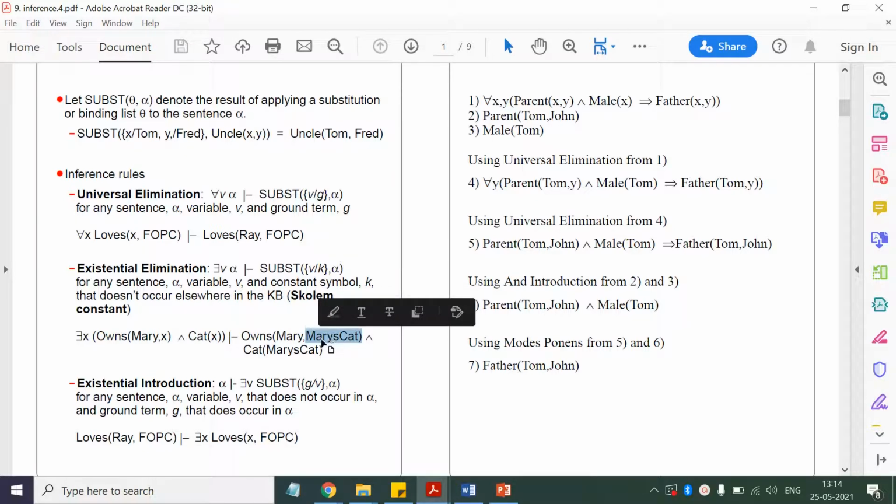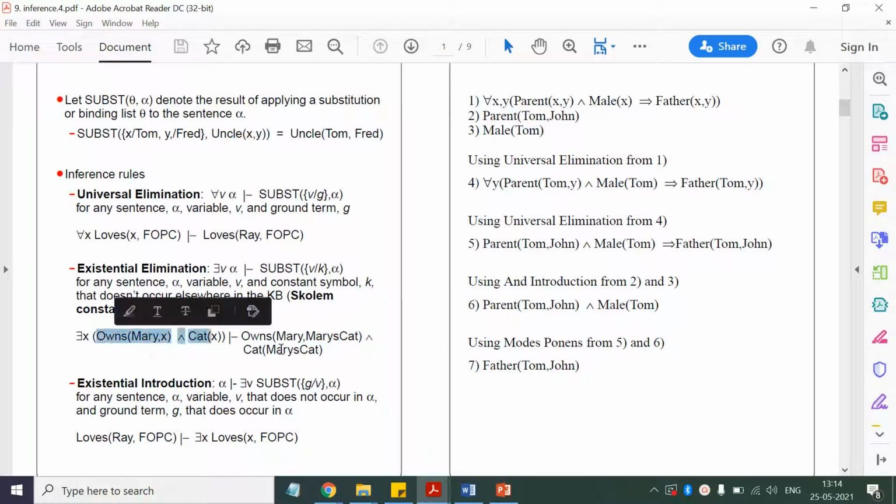Okay, because Mary's cat, this variable is not even in our knowledge base, right? Okay, did you get this concept? What is the difference between these two elimination rules? Here we can easily replace the variable with any entity because it is true for all, but in existential we don't know which entity satisfies that condition. Okay, that's why we replace it with the Skolem constant.